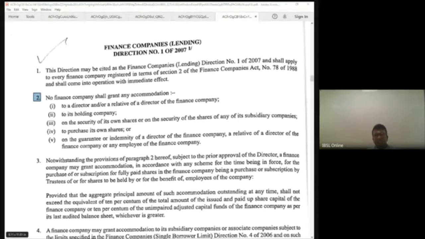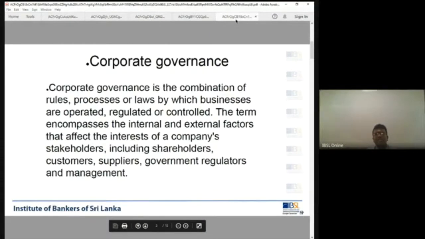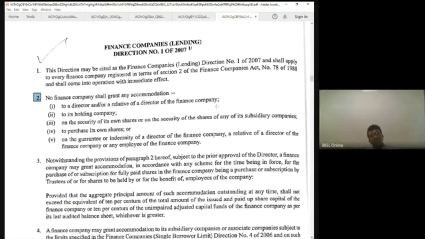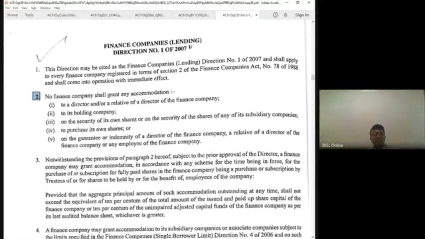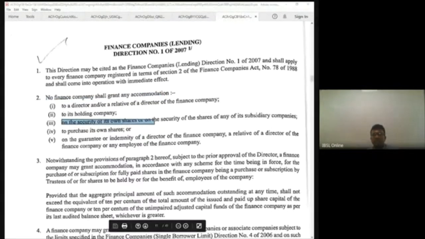Okay. Right. Now, if it was any other share that he's offering to People's Leasing, he could have done that. But no finance company shall give a loan on the security of its own shares. Therefore, People's Leasing Company will not give you any margin facility against its own shares. So the amount is zero. Got it? Are you clear on that?